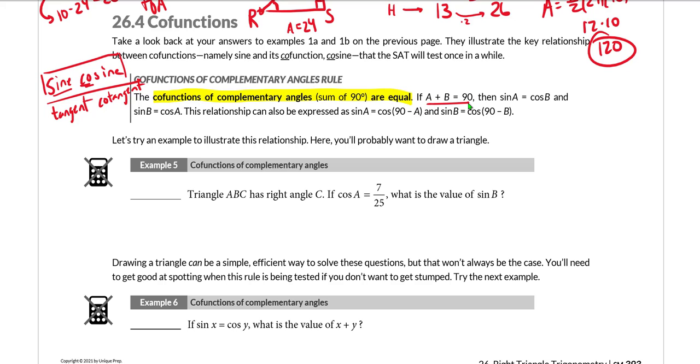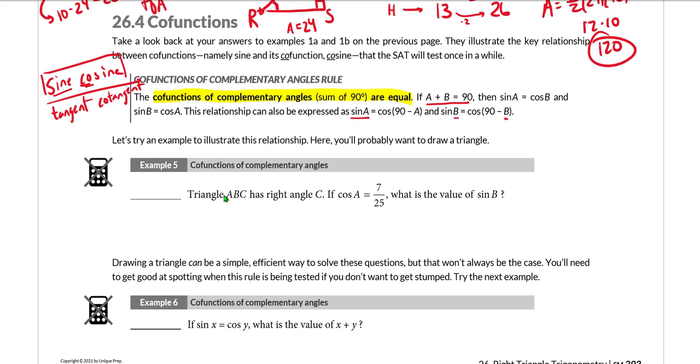If you have complementary angles, angles that sum to 90 degrees, then it will always be the case that the sine of one of those angles will equal the cosine of the other angle, and vice versa. You also can express this relationship as sine of an angle equals cosine of 90 minus that angle. Same thing with angle B. You could express this with angle B as well. Let's do a couple more examples here so that we can further illustrate this point and hammer it home.